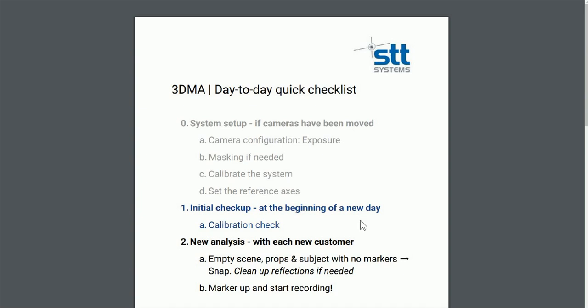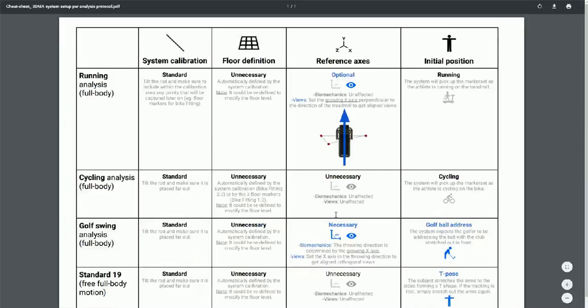Just to briefly explain this last point, the system calibration is run in the same way for any of the protocols. So we can just calibrate the system once and leave it as it is. The same happens with the floor definition, which is by default set by the system.